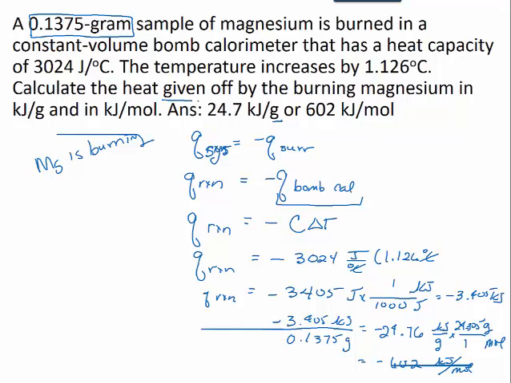Calculate the heat given off by the burning. So we know that if Q is negative, it's given off, and that's how we word it. We are giving off 24.76 kilojoules per gram of magnesium, or we are giving off 602 kilojoules per mole of magnesium. You don't say you're giving off a negative 602. That's just being redundant, and like I said, it's just a language thing.